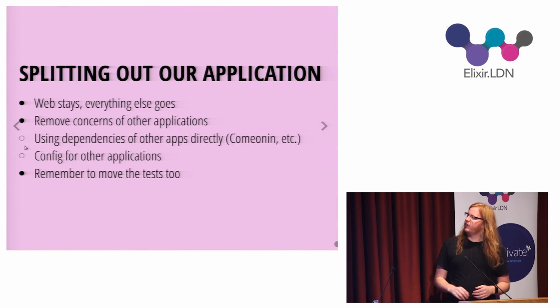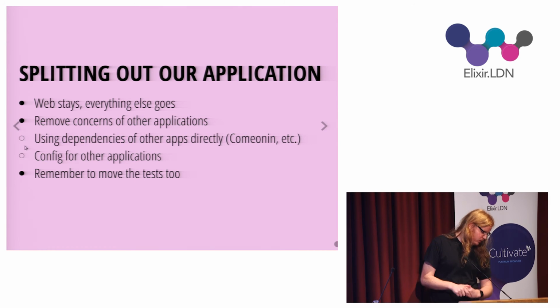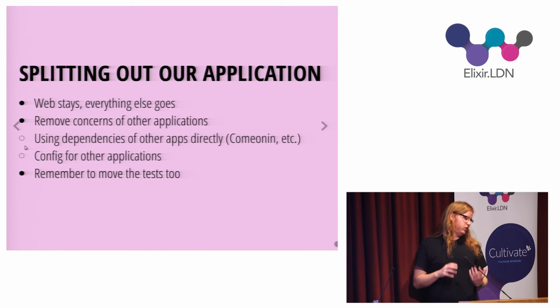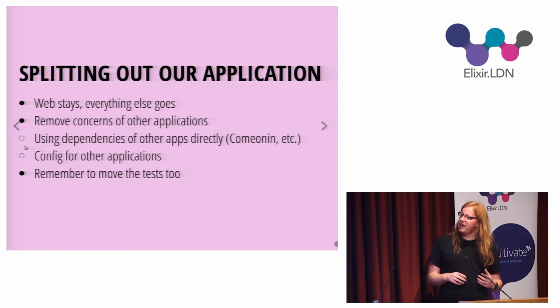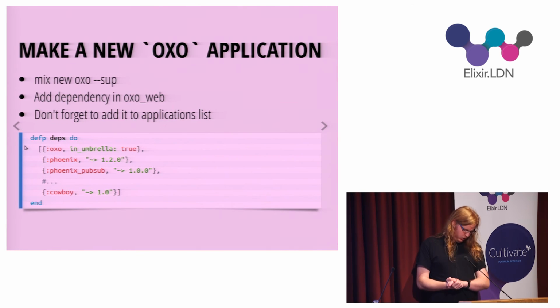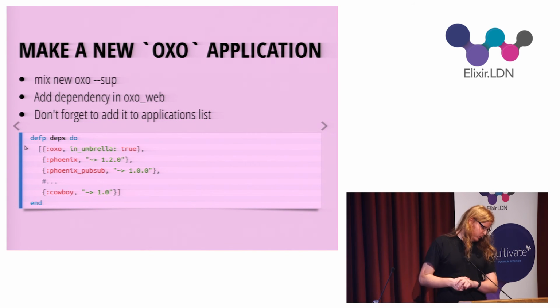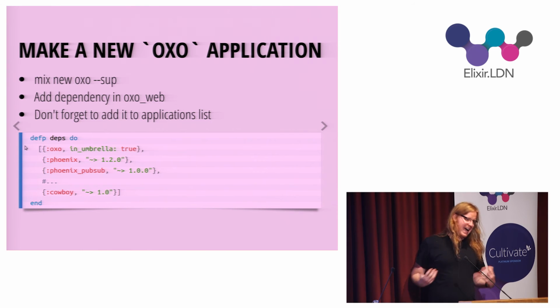And the same thing goes for config. You should config each application for itself. You shouldn't configure other applications in there. And you want to make sure you move the tests as well, because the tests will probably still work because all the module names are correct, but you won't be testing the application that you think you're testing. So it's a good idea to move them along as well. So the way we can do this is we can create a new application. It's a supervised application. That's why we're using the sup flag. And we want to add this application as a dependency in the web application.